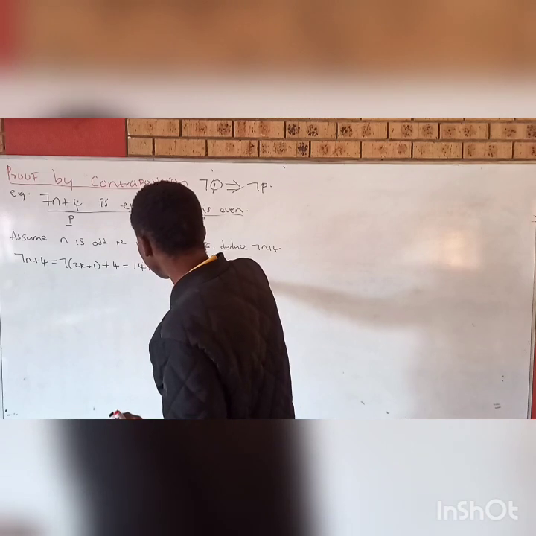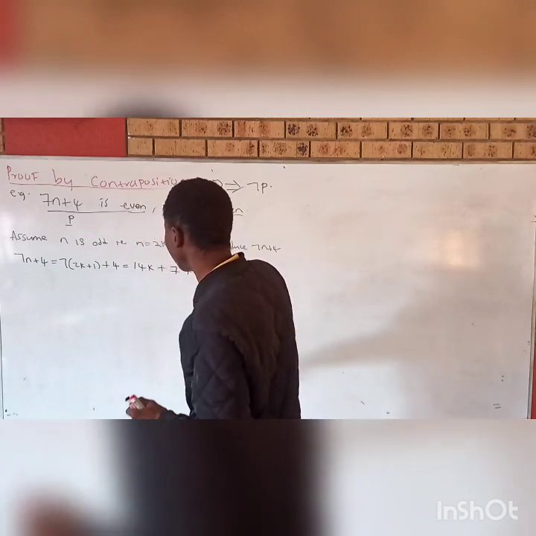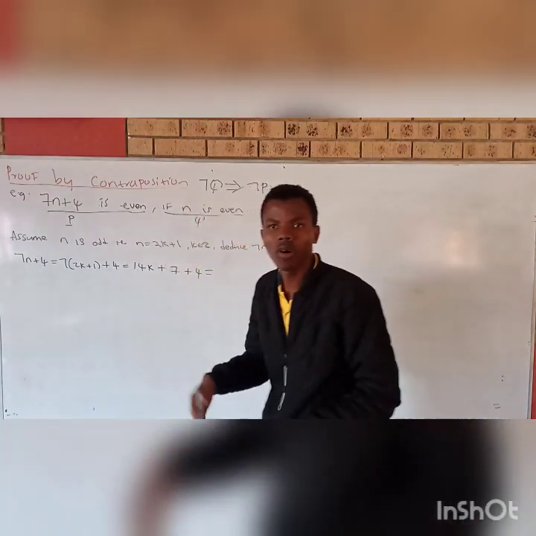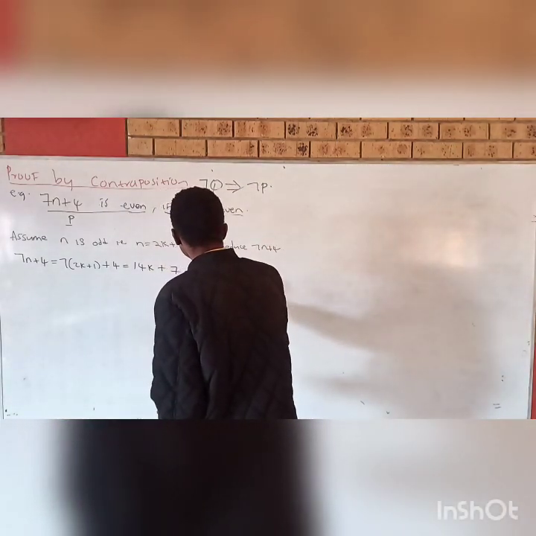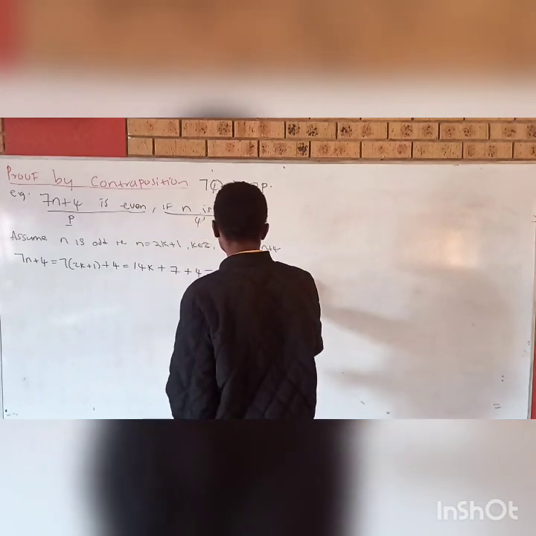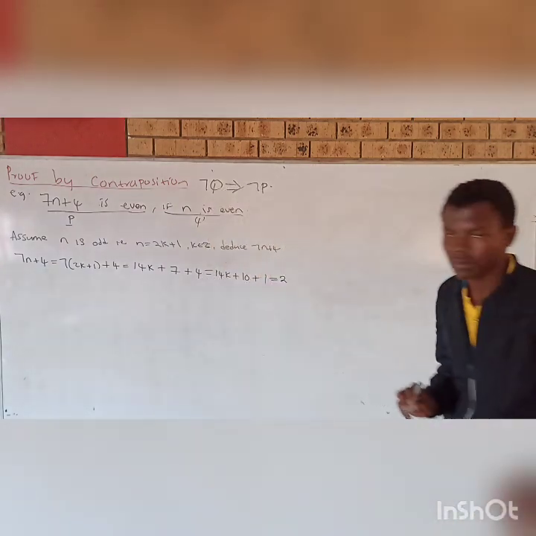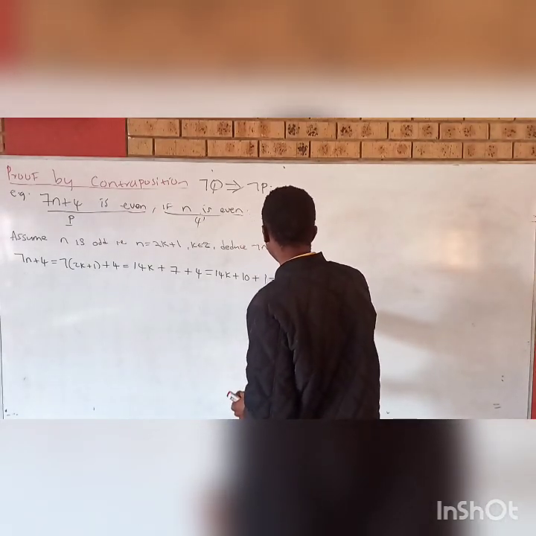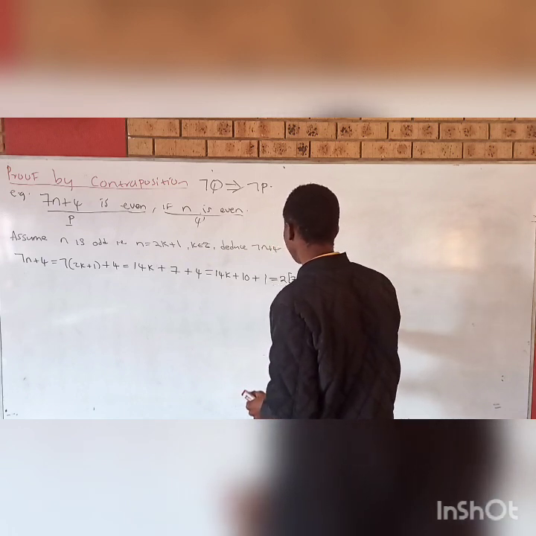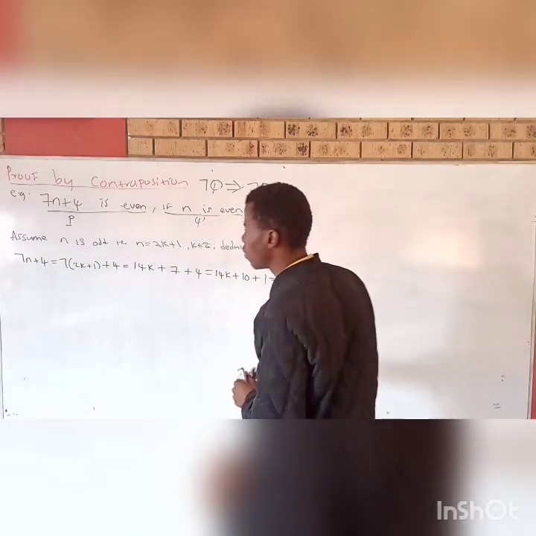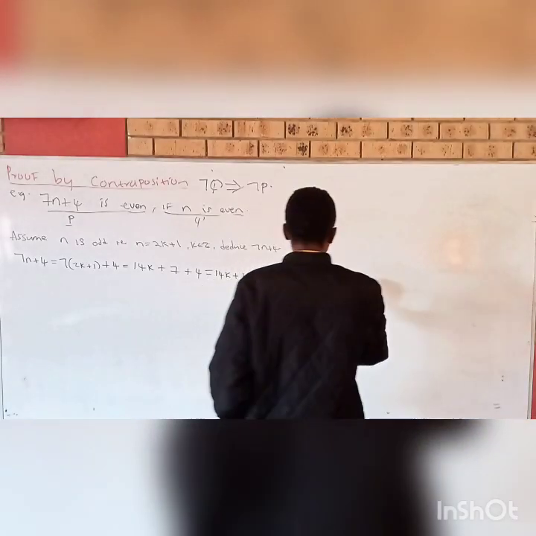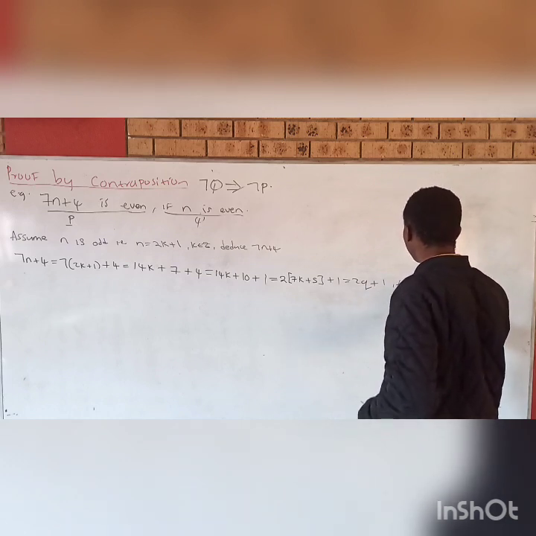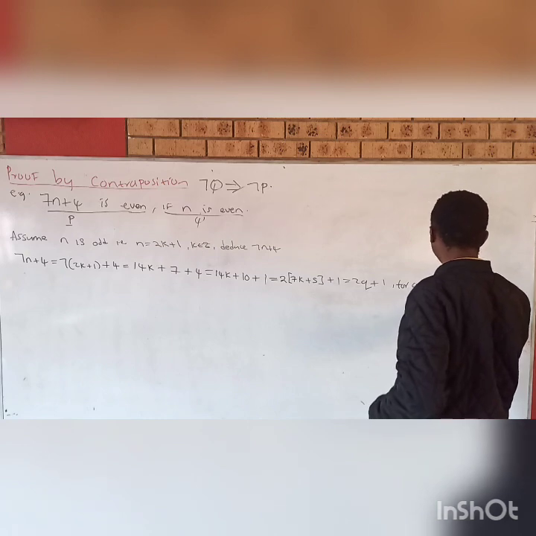Here you can see that 7 plus 4 is 11. So instead of writing that, I can write 11 in the form of 10 plus 1. So I can write this as 14k plus 10 plus 1. In this case, I can take 2 as my common factor, because I want to prove this is odd: 2 times (7k plus 5) plus 1. So this will end up being 2q plus 1, for q equal to 7k plus 5, an element of integer.